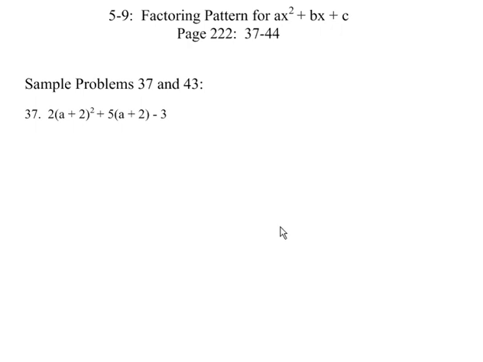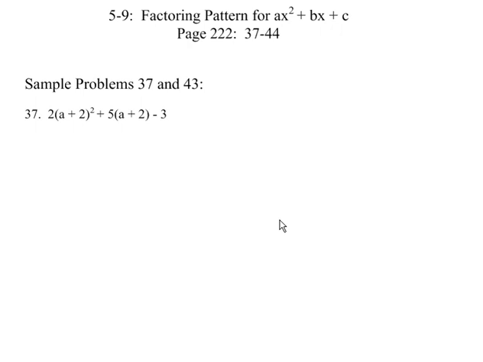On our third day of working in section 5.9 with ax squared plus bx plus c, we're going to do page 222. The assignment is 37 to 44. We're going to do problems 37 and 43 together. I'm going to show you just a couple of tricks.